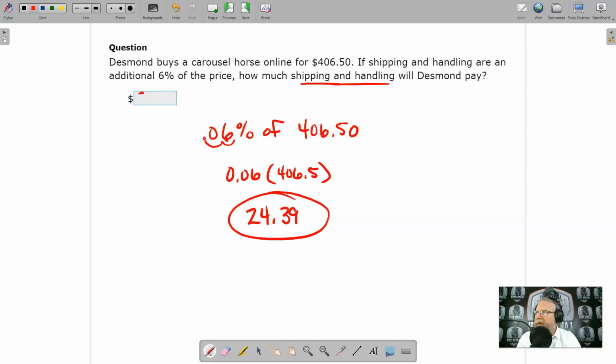That's what they're asking for, $24.39. Be careful not to add that back to the original price. Now, if they ask what's the total that Desmond has to pay for both the item and the shipping and handling, then you would add the $24.39 to the original price of $406.50. But they're only asking for shipping and handling, so we're just going to stick with the $24.39.